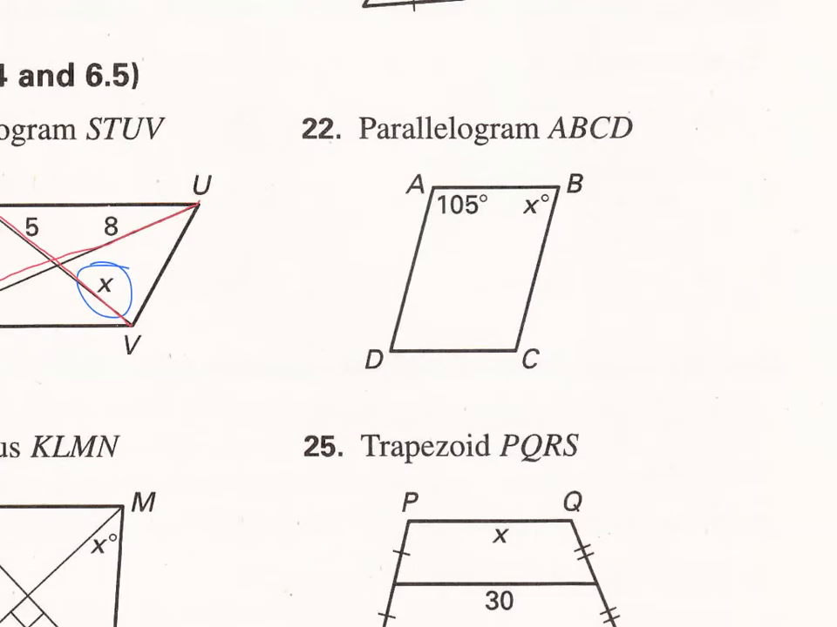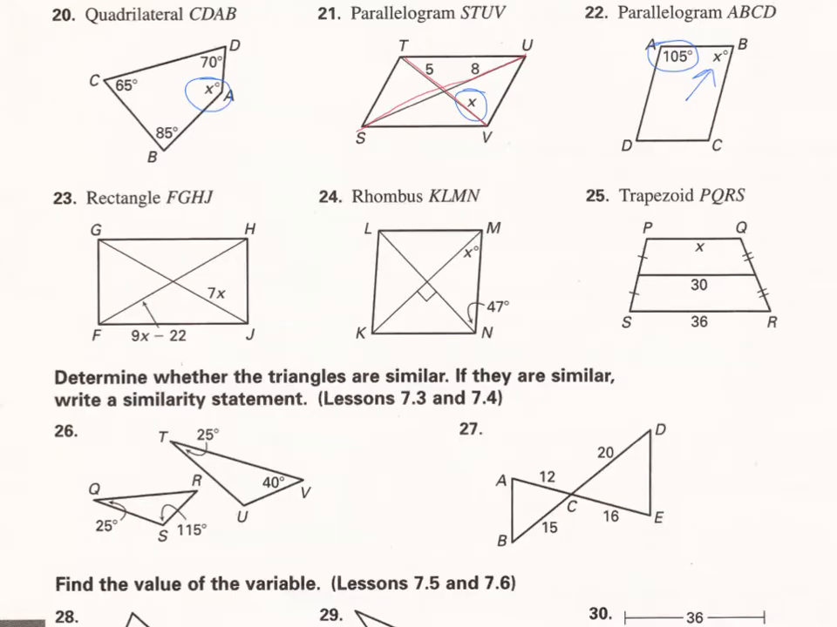On 22, you need to figure out how many degrees x is. This one's given to you as 105, and they make a straight line. You should be able to figure out what x is. On number 23, you need to find the value of x again. You could probably just set those 2 equal to each other, and that'll help you find x. Number 24, you need to find how many degrees x is worth right there.